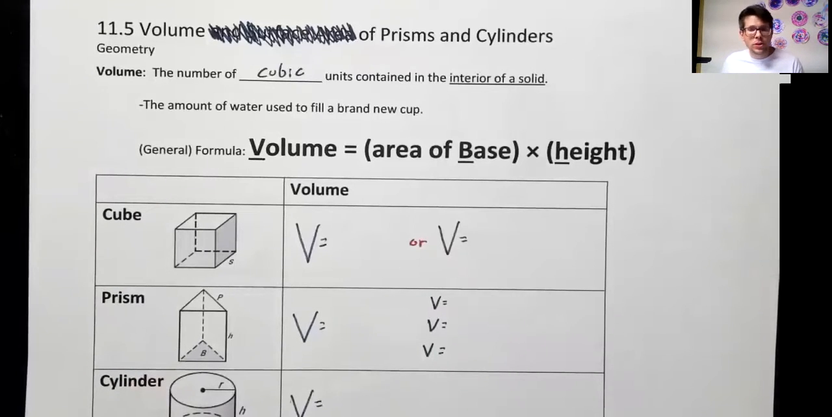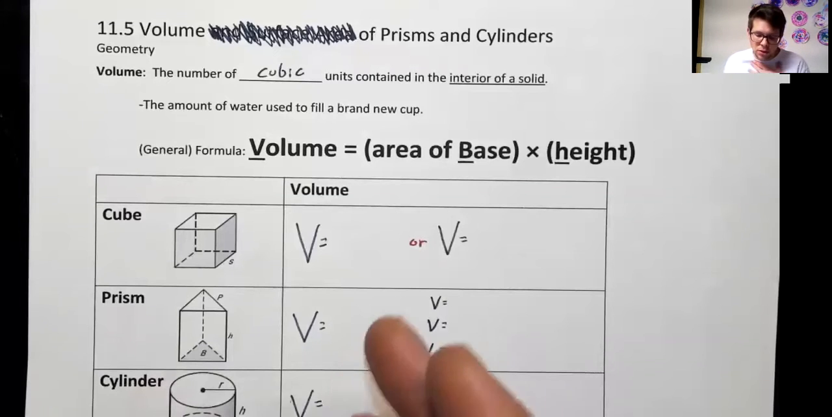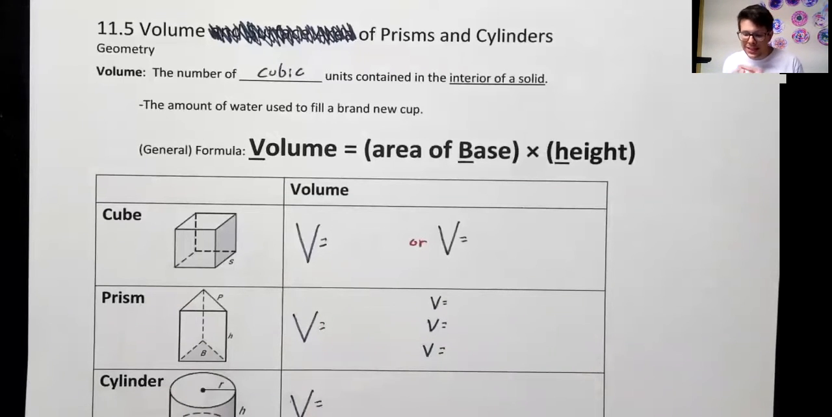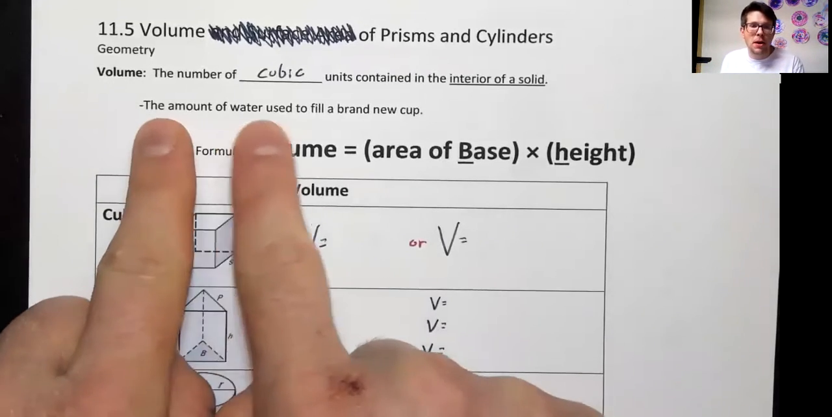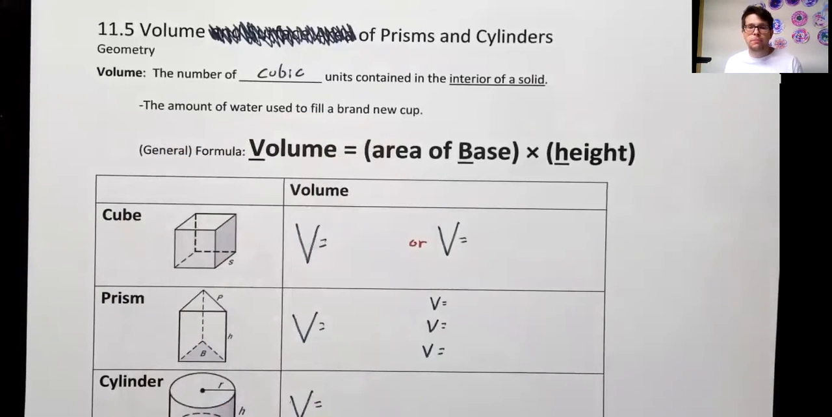Volume, we had originally talked about how it was the amount of space that something takes up. Another kind of definition is the number of cubic units that are contained in the interior of a solid. So once again, we had talked about maybe filling something up with water. So right here, the amount of water used to fill a brand new cup, that would be your volume right there.